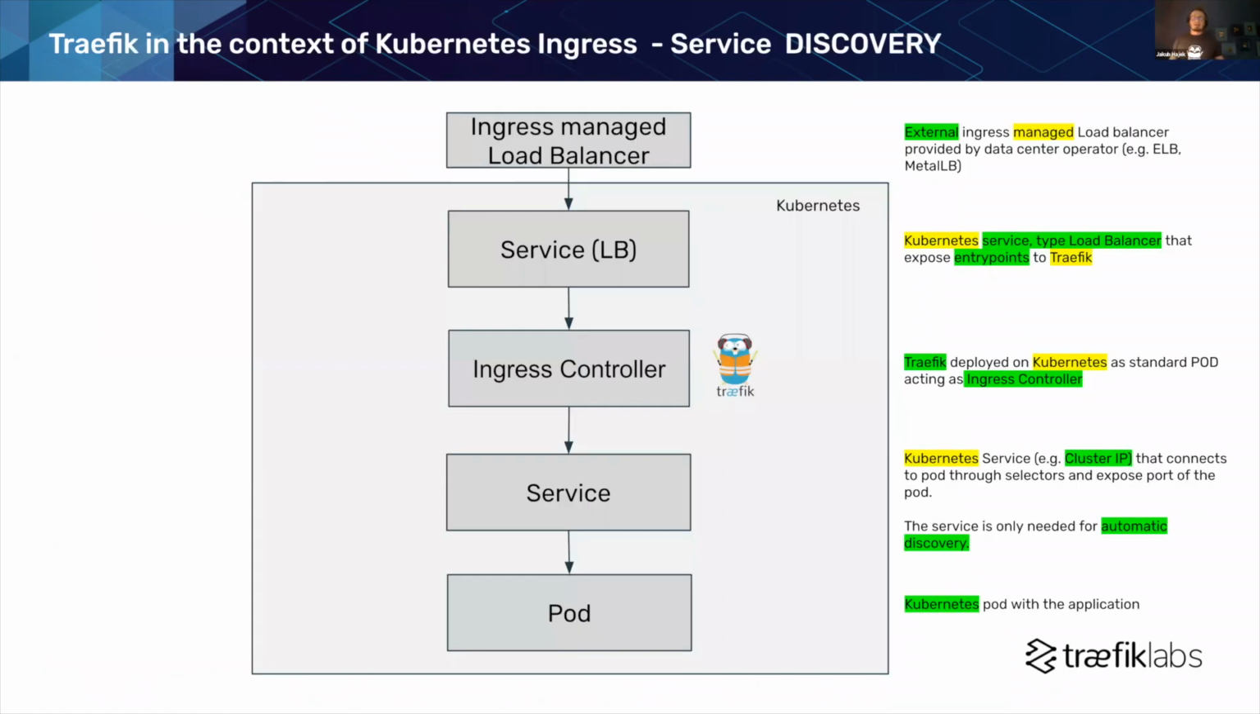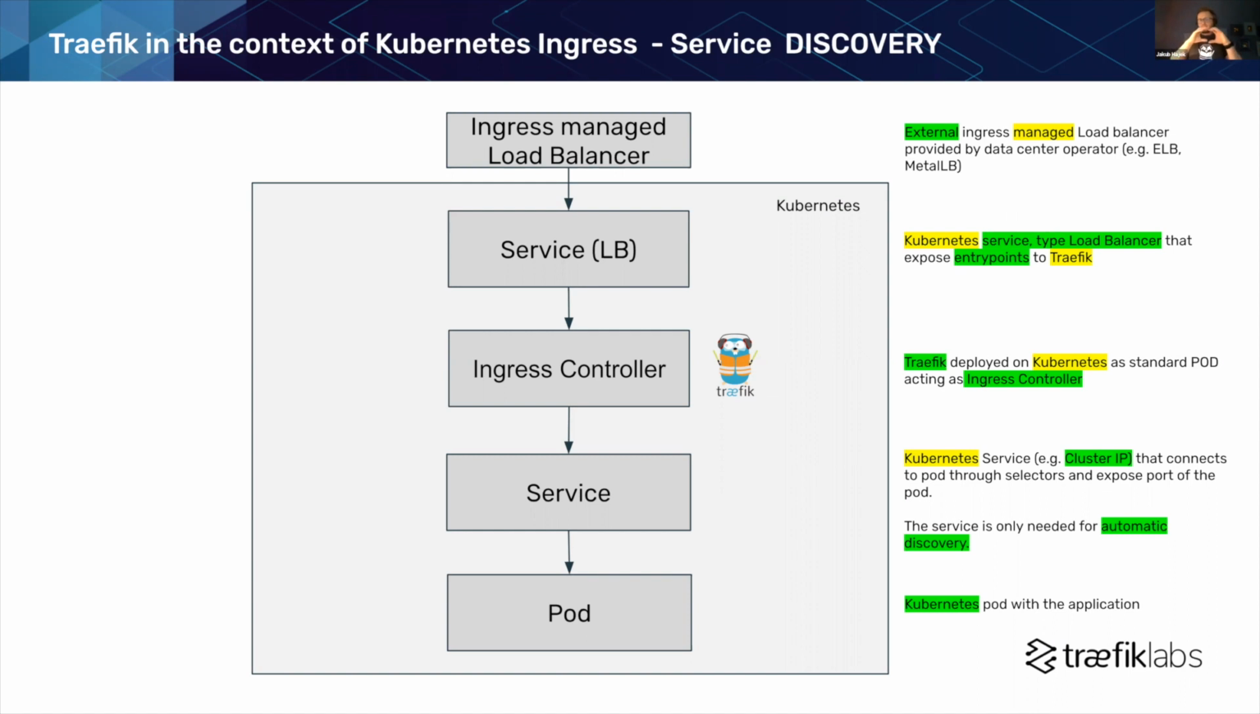Now I decided to put this slide here because I would like to explain where Traefik is actually placed in the Kubernetes ecosystem, because Traefik is a part of the Ingress controller. If you have a Kubernetes cluster, we have something on top, and it's not a part of the Kubernetes cluster. It's something like an Ingress managed load balancer. It might be an ELB if you run on AWS, it might be MetalLB if you run on premises, but it's something that gives you an external IP to connect to your Kubernetes cluster.